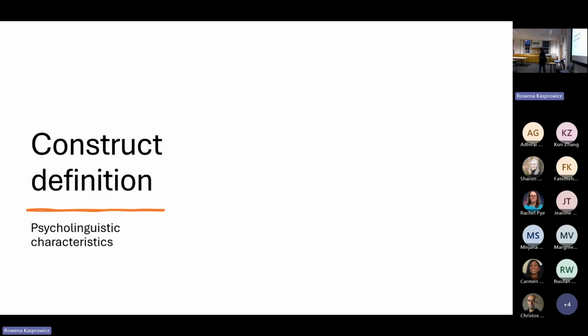So starting with construct definition, the basic idea is that if we want to assess language, we need to work with what the language characteristics are. It's simply not about translating a format. It's about what is the language informing us, because then we are wanting to assess what the child is learning or not learning. So we need to go with what the demands of the language might be.